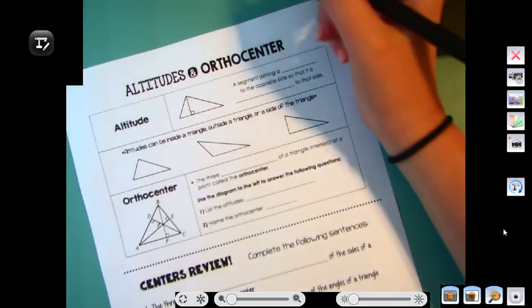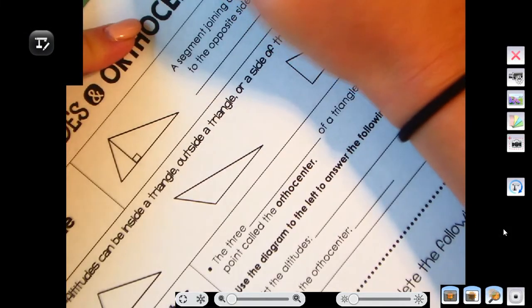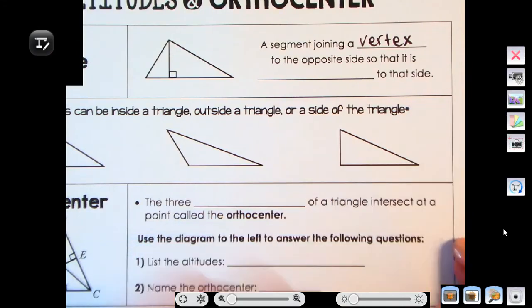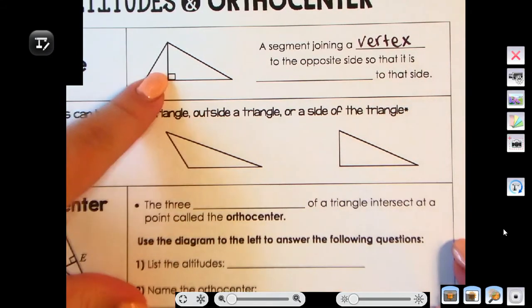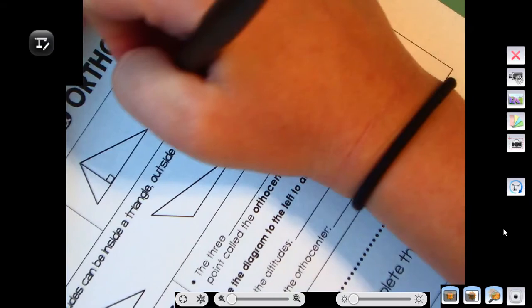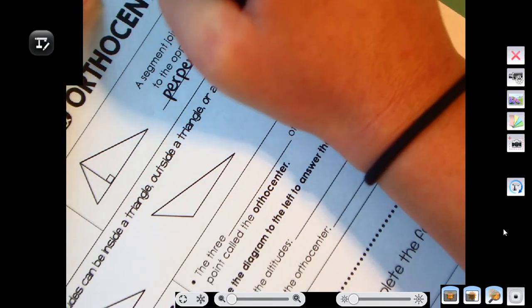So I'm going to write here an altitude now. Zoom in. An altitude is a segment joining a vertex to the opposite side, so same as a median, so that it is perpendicular to that side. So now it's not the midpoint of that side, so it's not cutting the side in half, but it is perpendicular, so creating that 90-degree angle. So that it is perpendicular to that side.